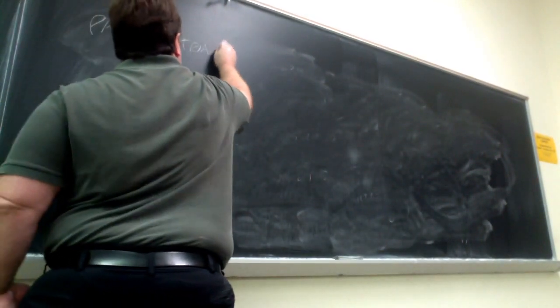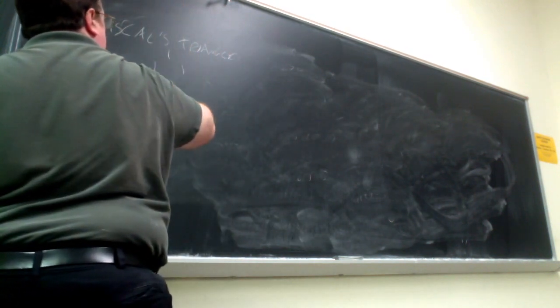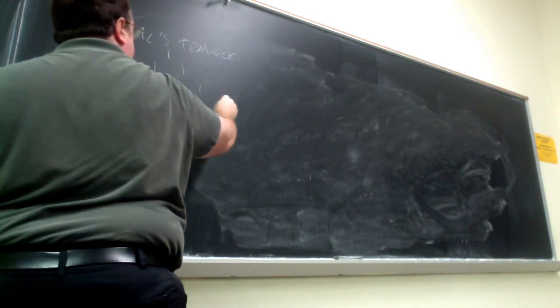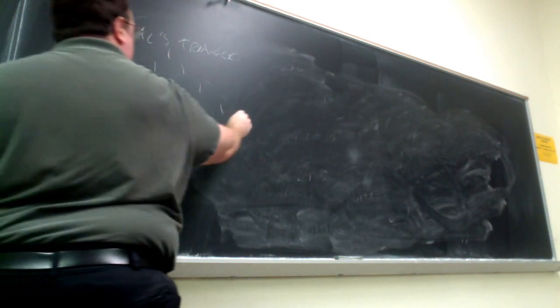Okay. I mentioned this one a little while ago, Pascal's triangle. So you have one at the top, and then two ones down below, and you have ones going down the sides. And then each number in the interior is a sum of the two directly above it.